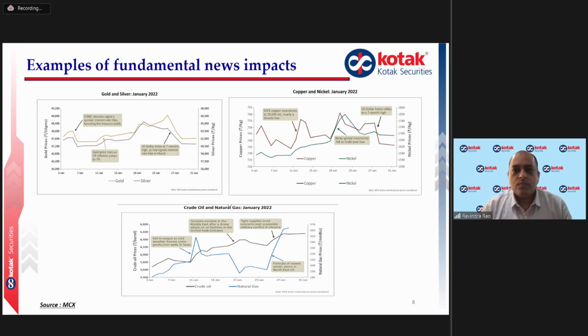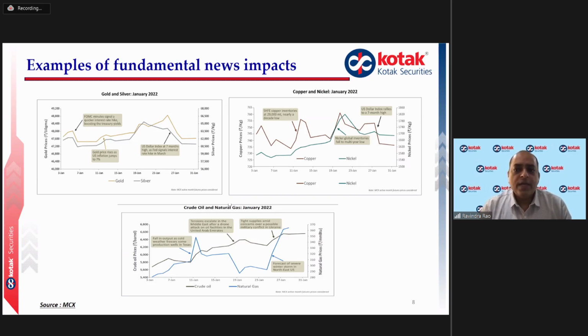Coming to the right side, copper and nickel. Here also, in the second week of January, the SHFE copper inventories were at 29,000 metric ton, nearly a decade low. When the inventories are low, that shows that the demand is there. People are using more and more copper, and that's why the prices went up. Similarly, in nickel also, the global inventories were at a multi-year low, and that's why the prices moved up after 19th Jan.